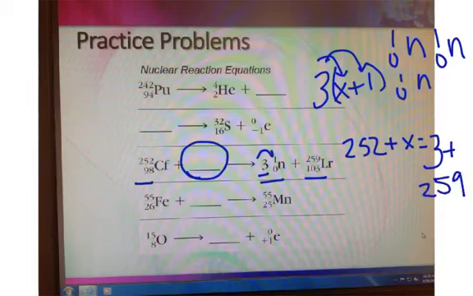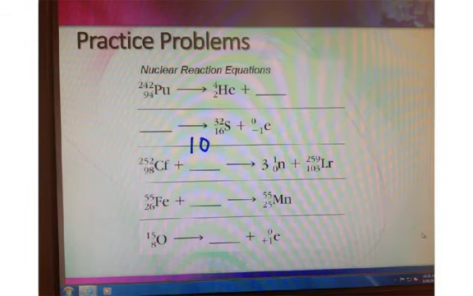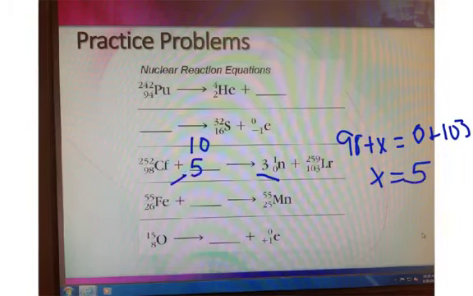So I solve for that, and I get 252 plus x equals 262. So my x equals 10. So I know my mass is 10. Solving for the bottom, I have 98 plus x equals 3 times 0, so that would be 0 plus 103. So solving for x, x equals 5. So what has an atomic number of 5? That would be boron.